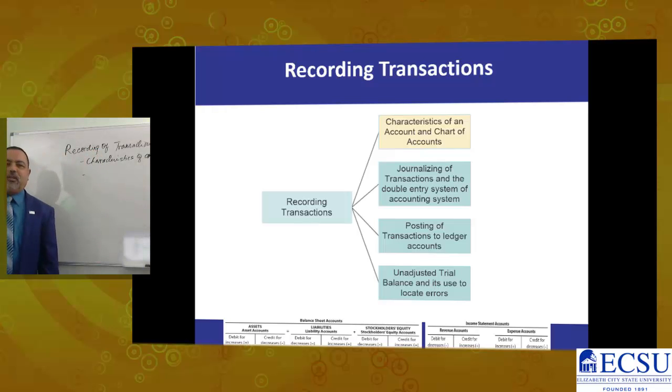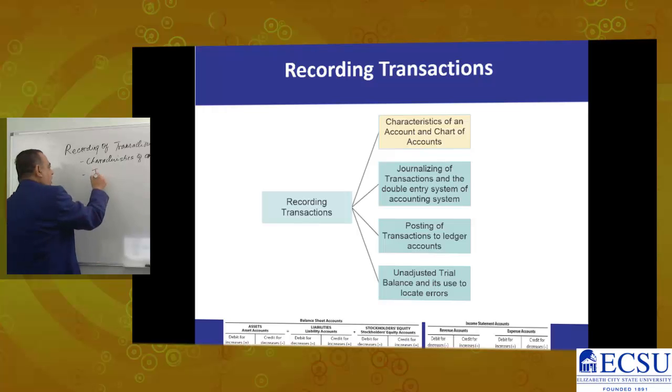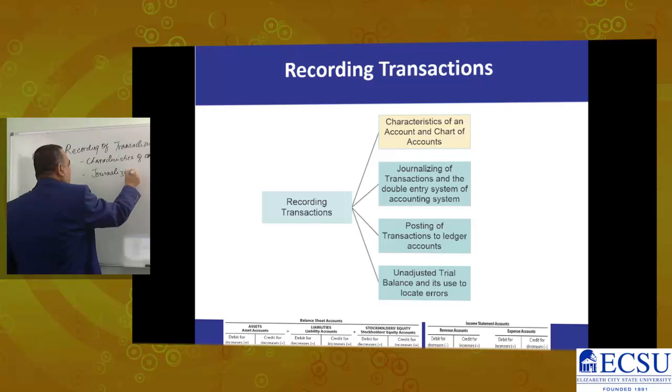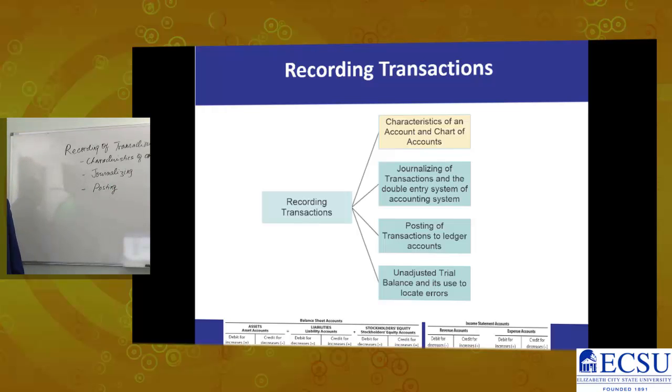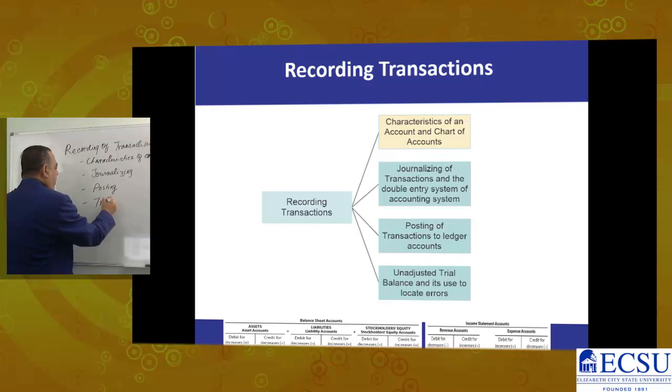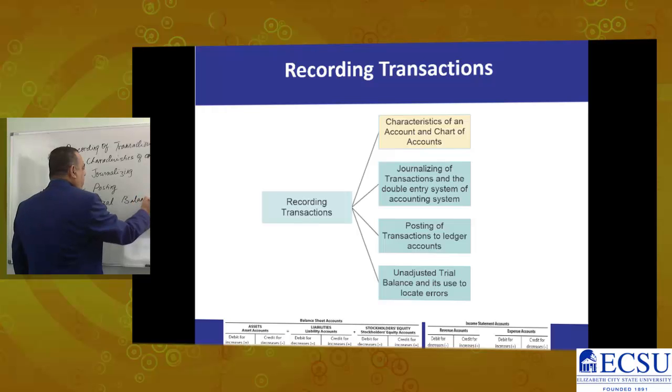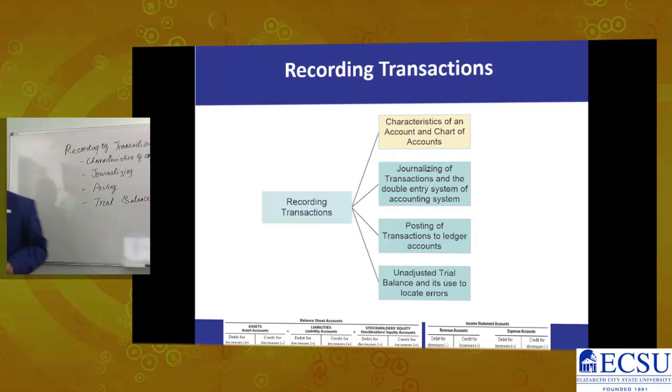Number two, we are going to talk about journalizing the transactions. And then we are going to talk about the posting of those transactions into different accounts or the ledgers as we call them. And then finally, we'll prepare a trial balance. So at this point of time, we'll be preparing an unadjusted trial balance. So that is the agenda for this particular chapter.